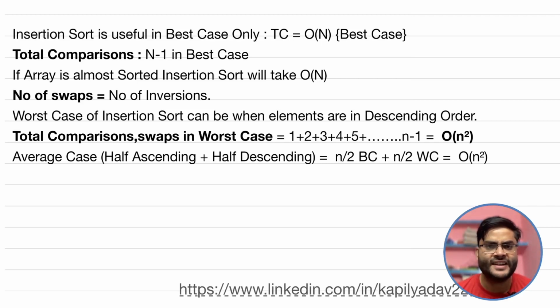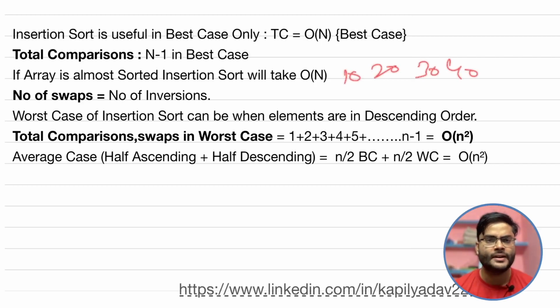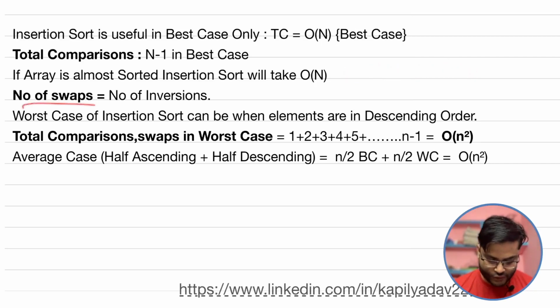Okay, so let's revise it quickly. In the best case, insertion sort is order of n time, and the number of comparisons it will take is n minus 1, right? Because if there is only one element, then how will we compare? So we will compare n minus 1 elements. And if the array is almost sorted, then insertion sort will take order of n time, right? We have seen 10, 20, 30, 40. And the number of swaps is equal to the number of inversions, right?